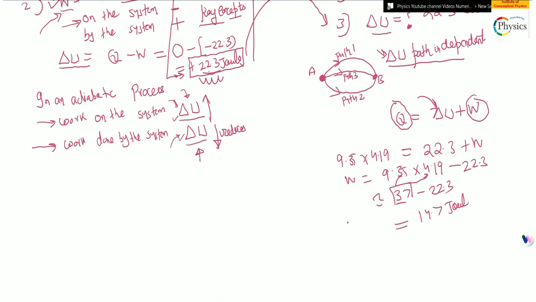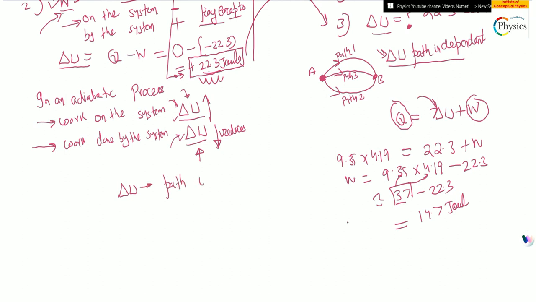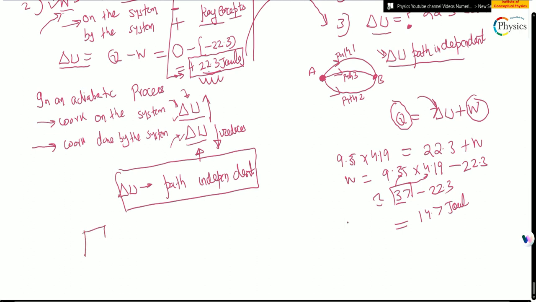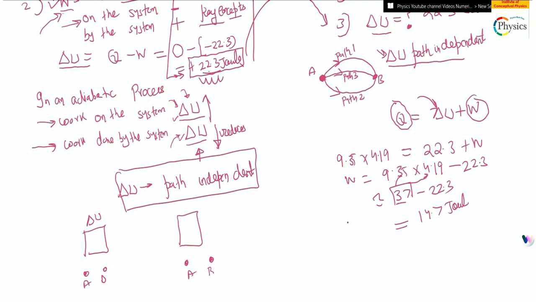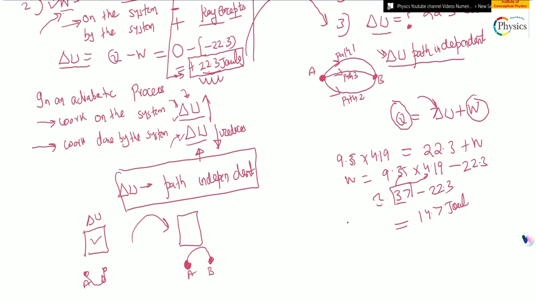But I hope you understood the basic concept that delta U is path independent. You must use this concept a lot in thermodynamics. A situation number one is given, find delta U here. If in situation number two the initial and final points are the same, for example, here it is A to B, and in situation number two also it is A to B, but the path is different, use this delta U in this situation, because delta U is path independent. I hope this made sense to you.